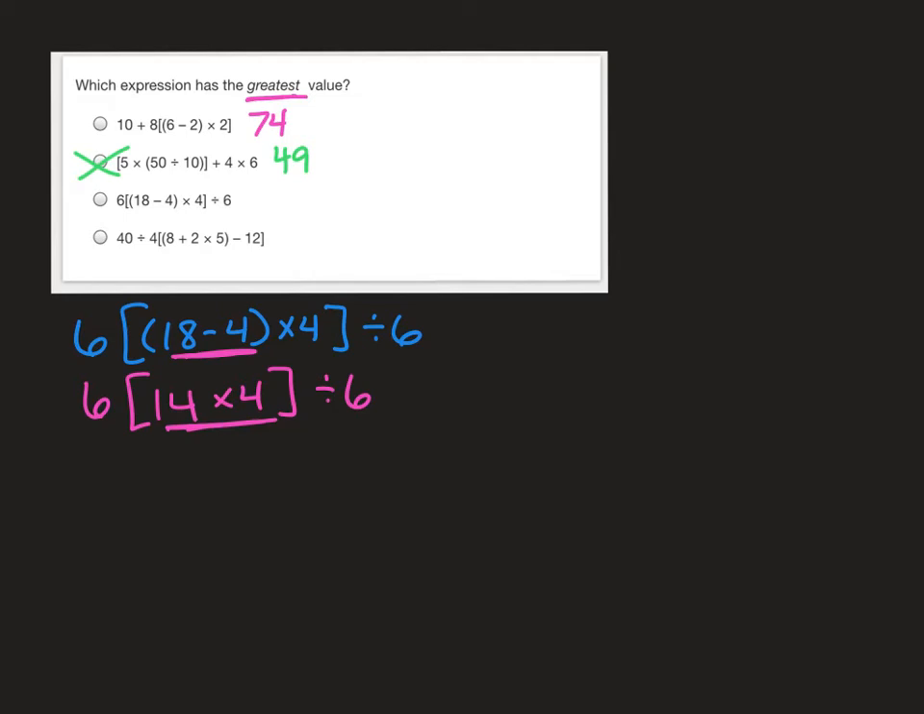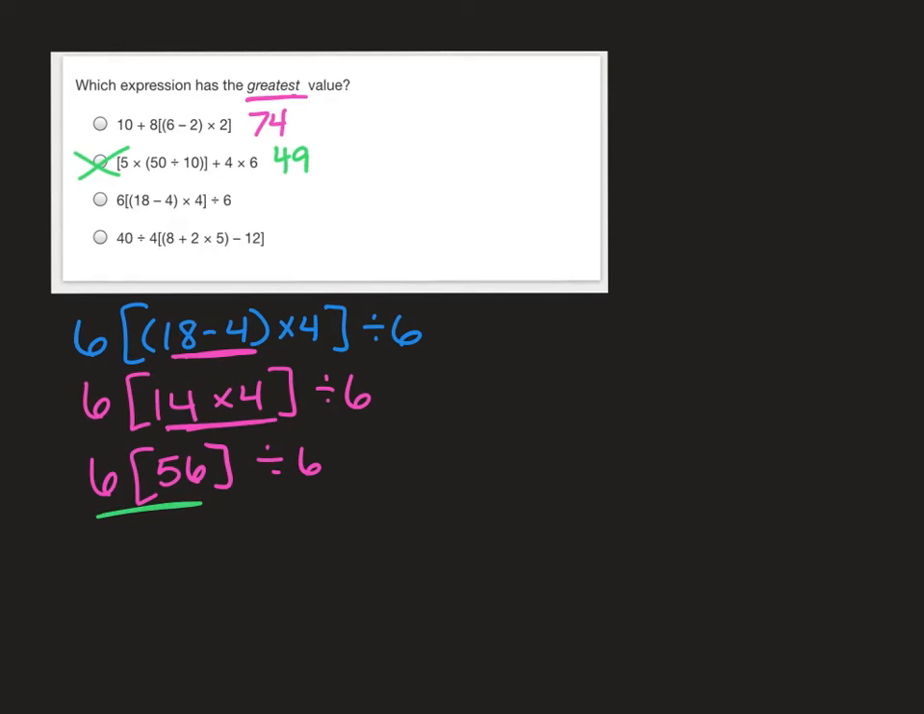So first thing I need to figure out is what is 14 times 4, and that is going to give you 56. So I'm going to leave this and say inside here is 56 and then divided by 6. Now I have left multiplication and division. So remember those rules are left to right. So whatever comes first in the problem, in this case it's the multiplication.